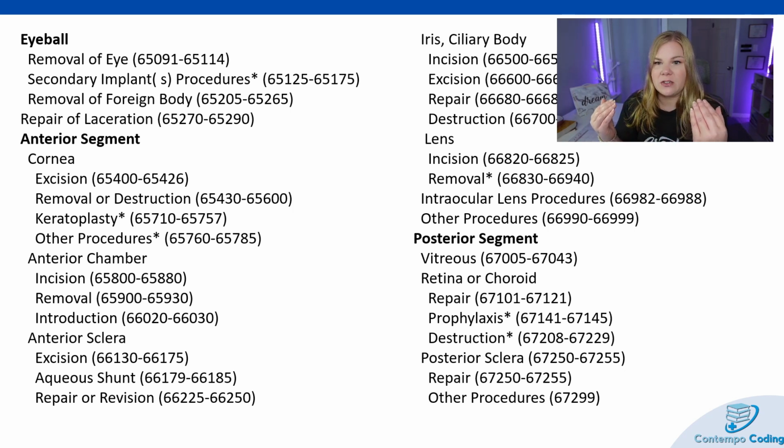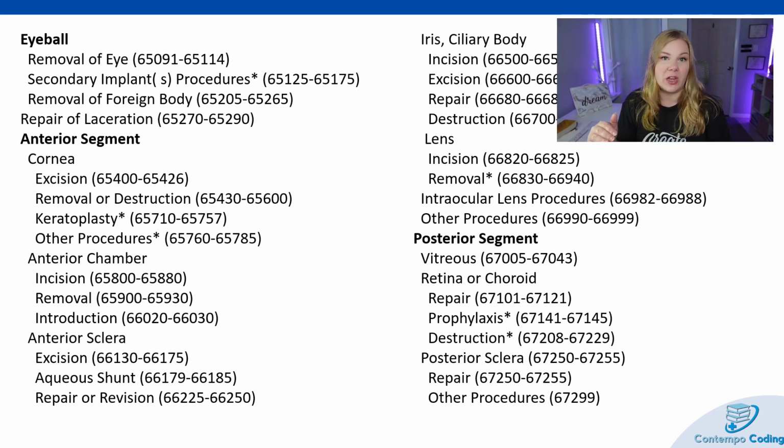And under the anterior segment, they have it chunked out between cornea, anterior chamber, anterior sclera, and the iris ciliary body, the lens, etc. So they kind of follow that same suit for most of them, the incision, removal, excision, etc. So cornea has excisions, removal, or destruction, and we have keratoplasty, a corneal transplant or a surgical procedure to replace part of your cornea with corneal tissue from a donor. And then we have other procedures.